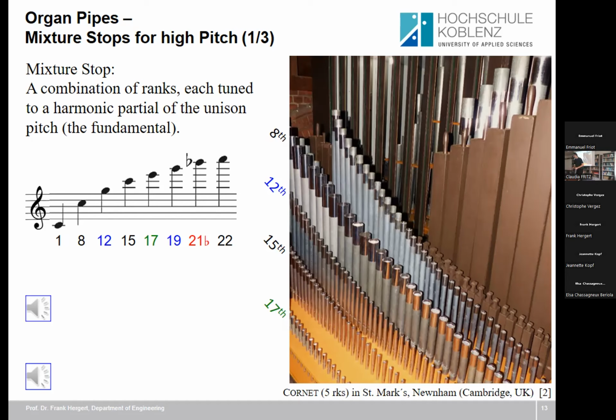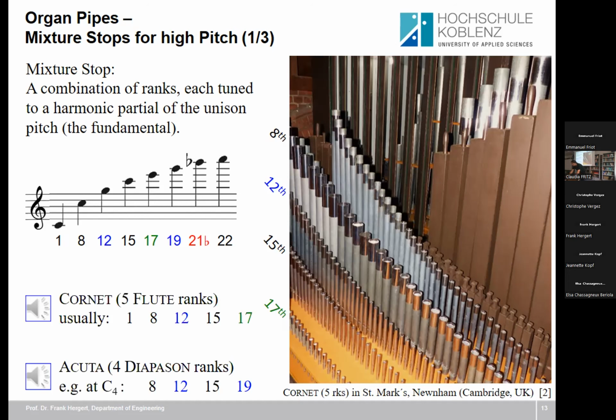And such a rank is usually built from flute pipes, and it sounds like this. What I want to play is a Cornet, or maybe I give you the name first. So a Cornet, these are 5 flute ranks in pitches 1, 8, 12, 15, and 17th, as shown here. And what you hear now is an example.